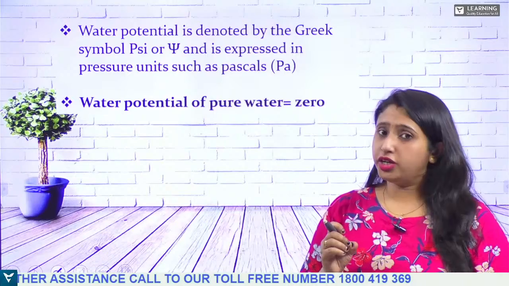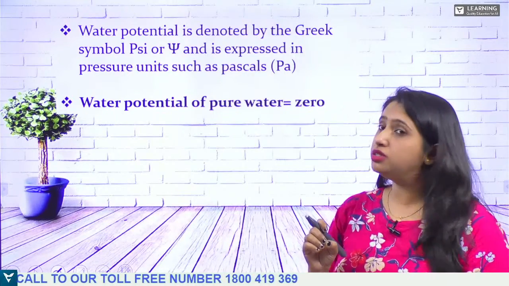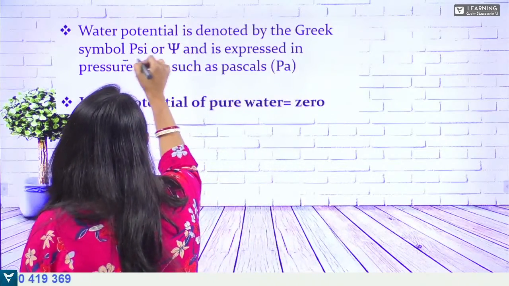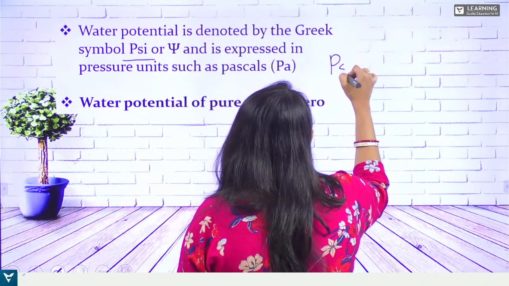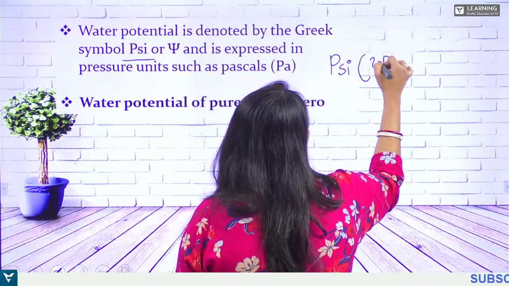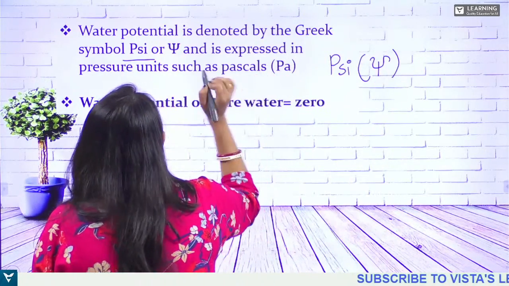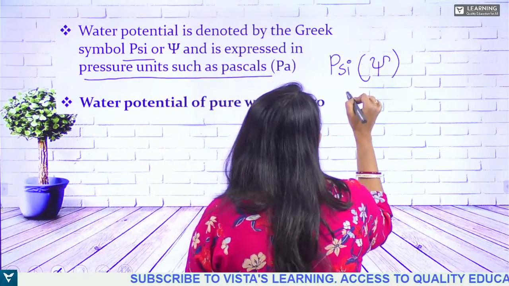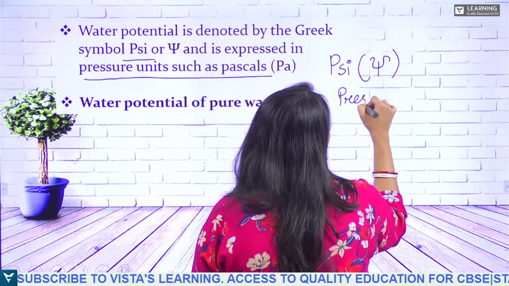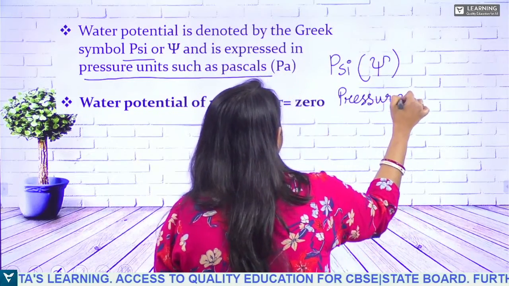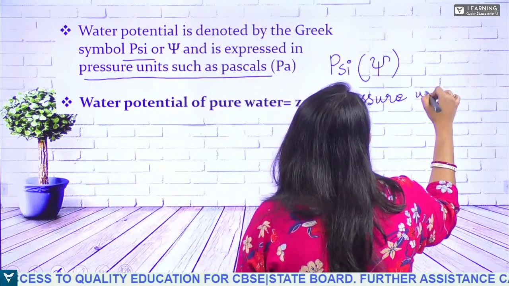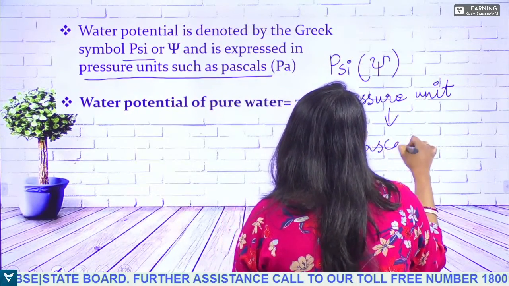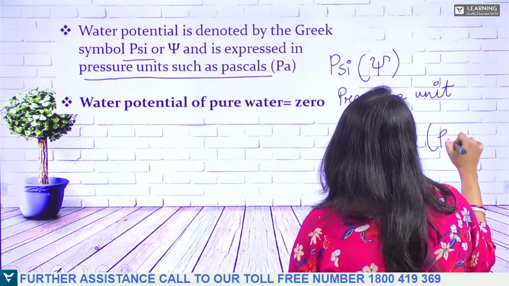Next, water potential is denoted by the Greek symbol psi. We have already learned that its symbol is psi, P-S-I, and it is expressed in pressure units such as Pascal. What is the unit of water potential? It is Pascal, which is written as Pa.